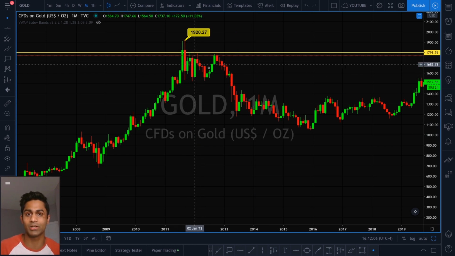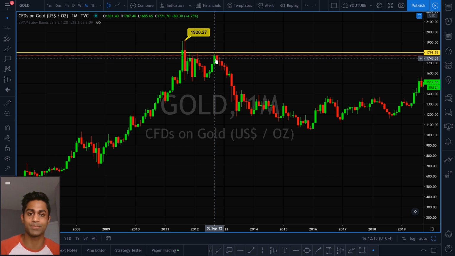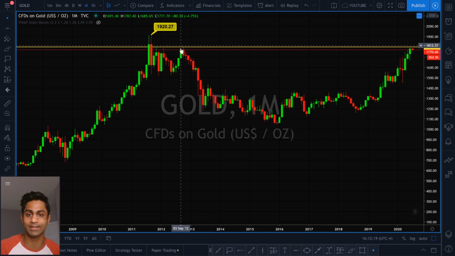And we're talking months here because these candles are the monthly candles. We're talking the month of November, then the month of February of 2012, and then again a couple of months in September and October of 2012. So 4 months it got rejected at the $1,800 level and then essentially sold off.